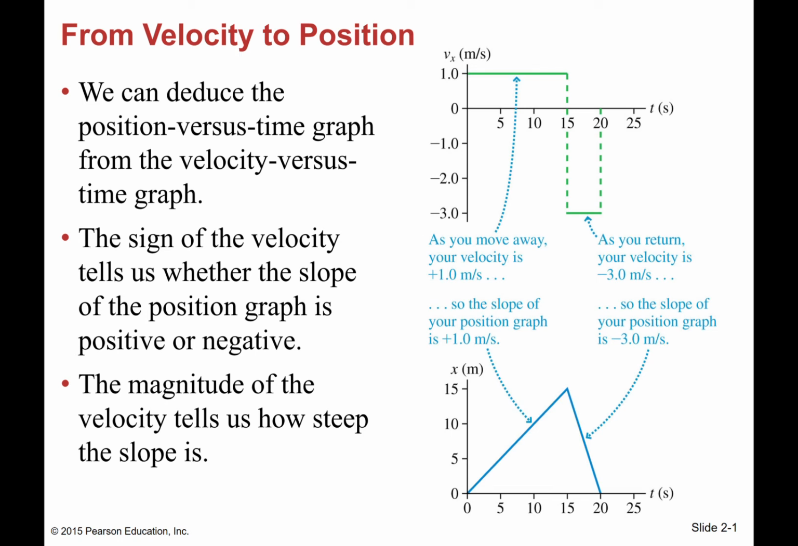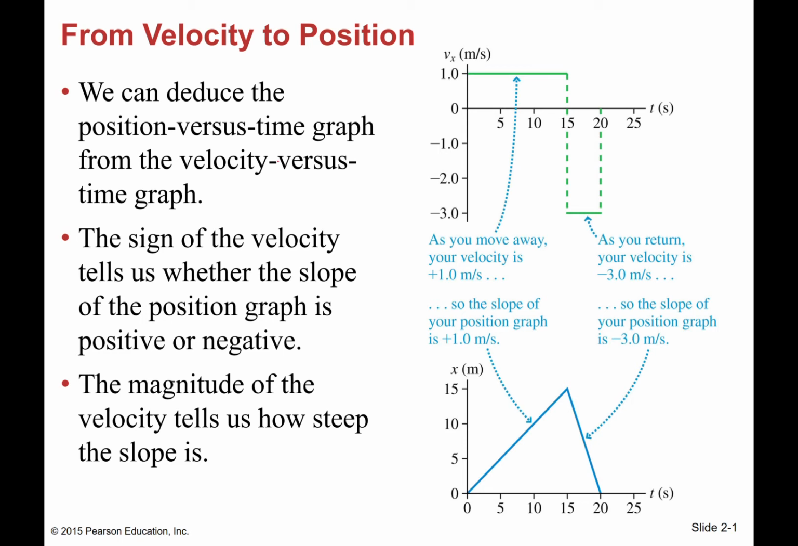Okay, in a previous video, we looked at how, given the position versus time graph, to get the velocity versus time graph. Now we want to go the other way. So we know the velocity versus time graph, right? So this is velocity here and this is time. And we would like to obtain from that information the position versus time graph.